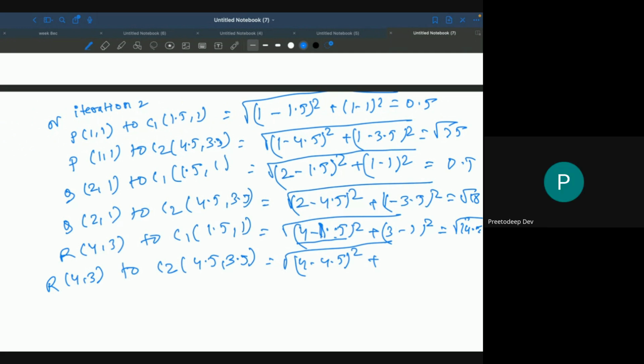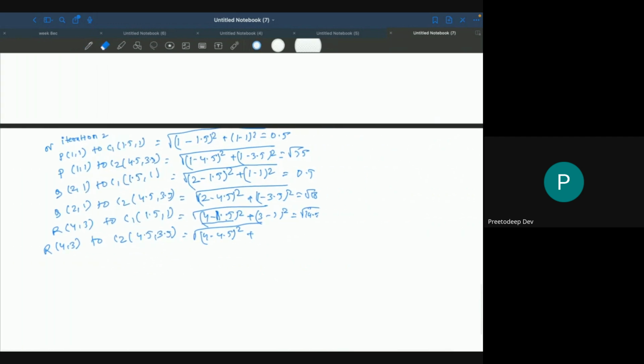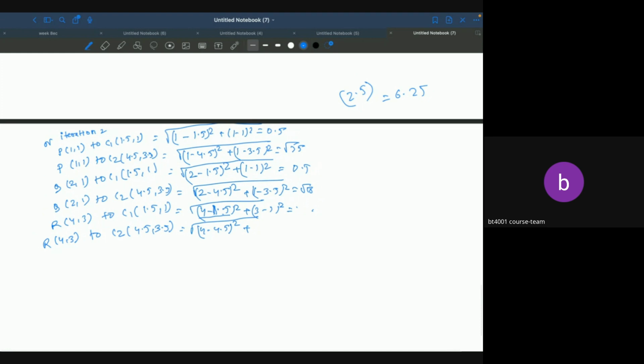Do we even need the exact numbers? I was thinking if we just plot the values, it might be easier to just determine the clusters, isn't it? You can do it anyway. No, let us do it this way only because this will be concrete. So 2.5 square will be 6.25, plus 4, 10.25, something like that.